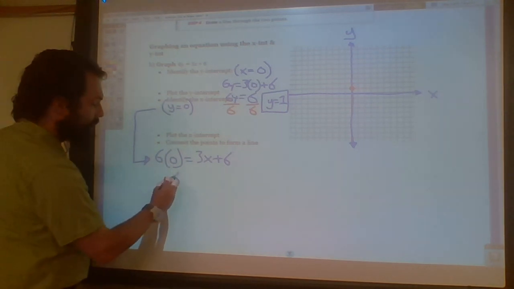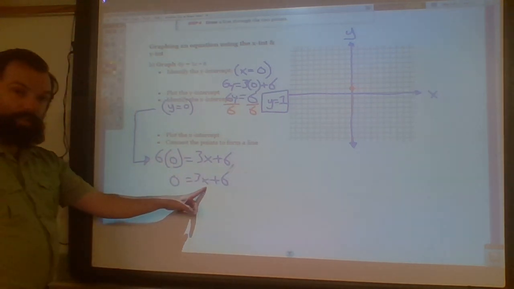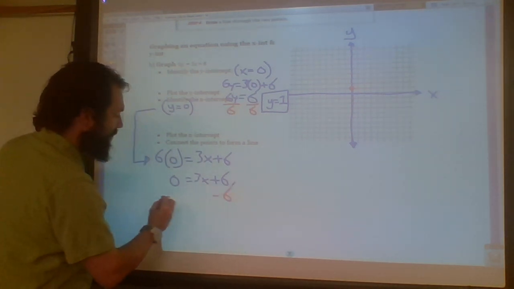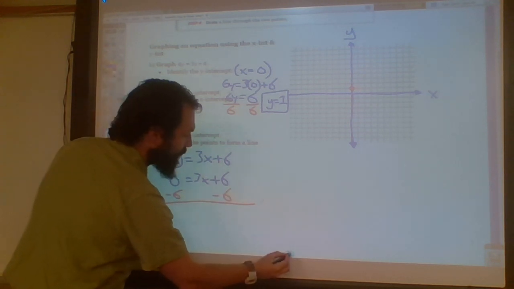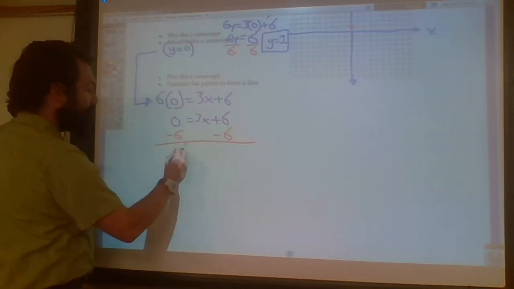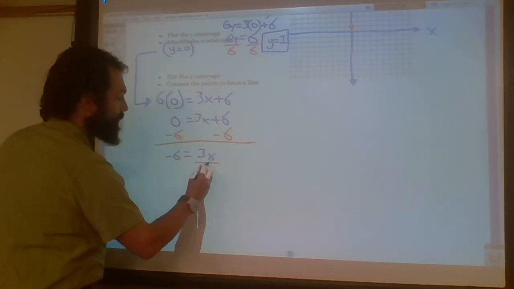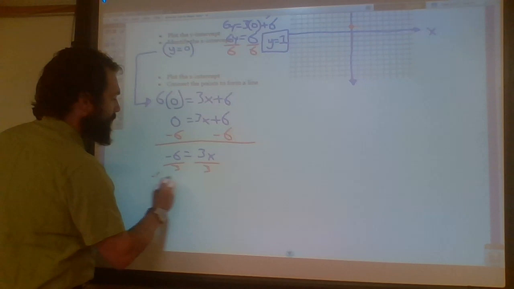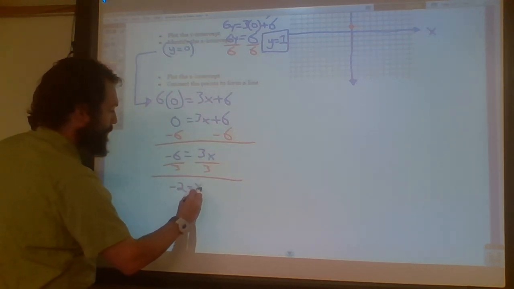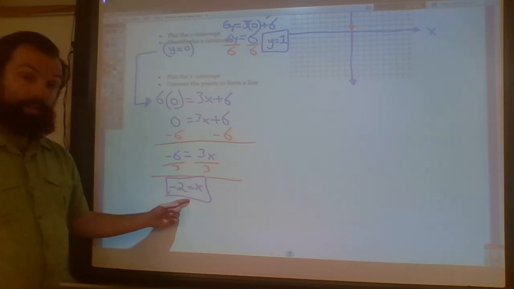6 times 0 is 0. 2 more steps to get x by itself. We're going to subtract 6 from both sides. Negative 6 equals 3x. Divide both sides by 3. And my x-intercept is negative 2.